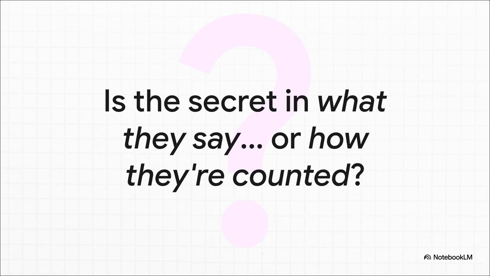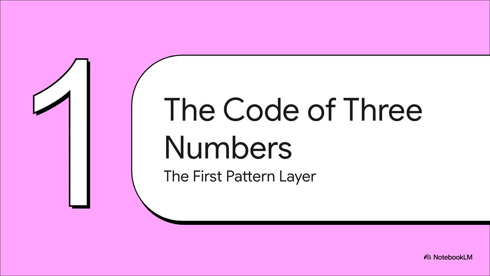But the research we're exploring today flips the whole question on its head. It asks something pretty radical. What if the secret isn't about what these letters say, but about how they're counted? What if it's all a numerical code? Okay, let's get into it. According to the source material for this explainer, the code is built on 3 really simple foundational numbers. These are like the keys that supposedly unlock that very first layer of the pattern.